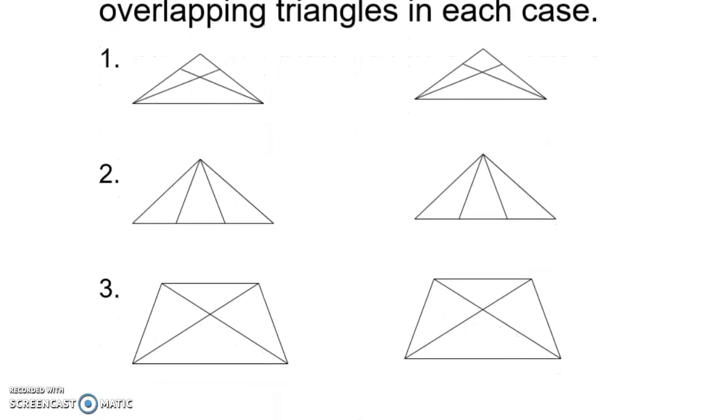So what we need to really understand when we're dealing with overlapping triangles is there's more than just those overlapping triangles. So, for example, what is and what is not an overlapping triangle? This triangle and this triangle are not considered overlapping. They share a vertex, but that's it.